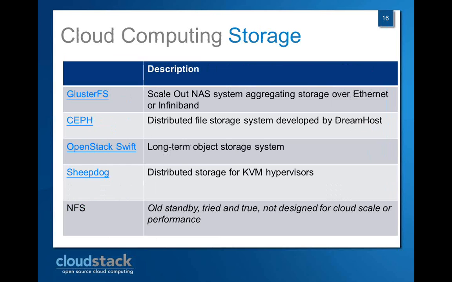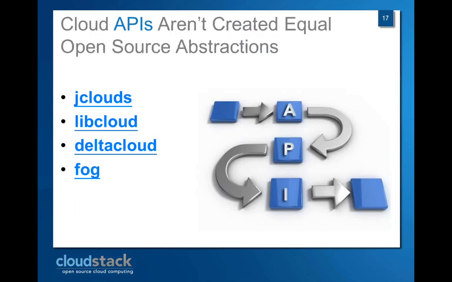Storage is another area that you'd have to consider as you build out your cloud, and here are some of the choices that we've seen out there. Gluster, OpenStack Swift itself, Sheepdog, and you can just use NFS itself to build out your stack. So, you'd want to consider all of these choices as you move forward, in terms of how you would build out your storage.